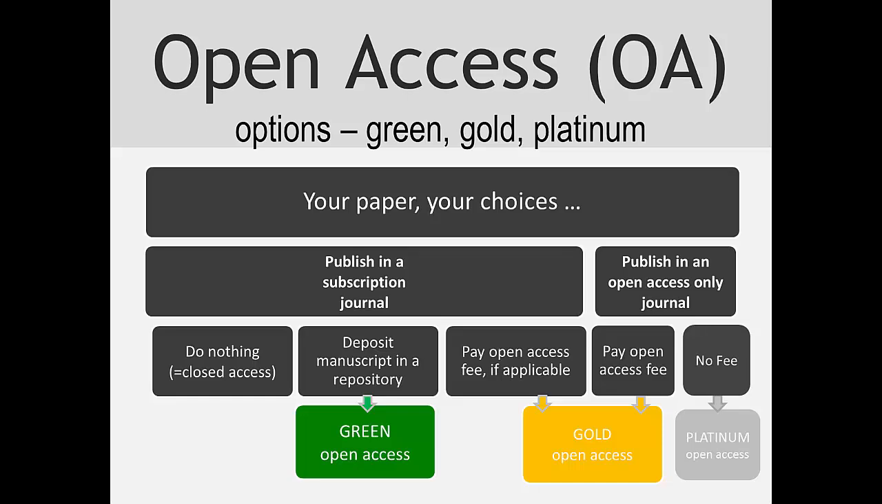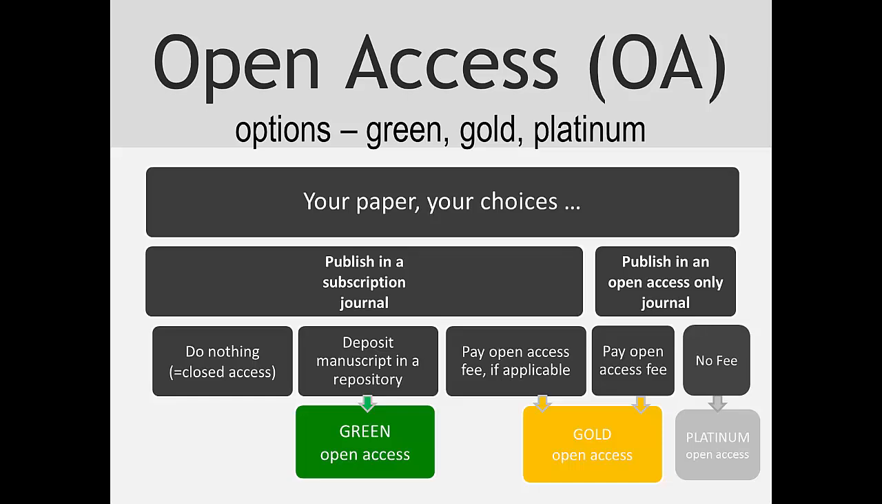The Gold route is where you would pay an open access or article processing fee to the journal. The Green route is where you would deposit your final author manuscript in the Leicester Research Archive. If you decide to publish in an open access journal, then you can go down the Gold or Platinum route.